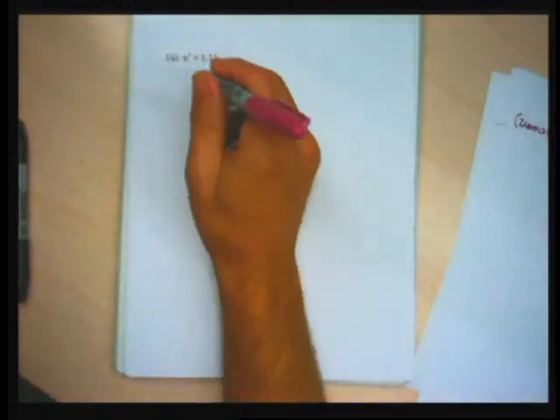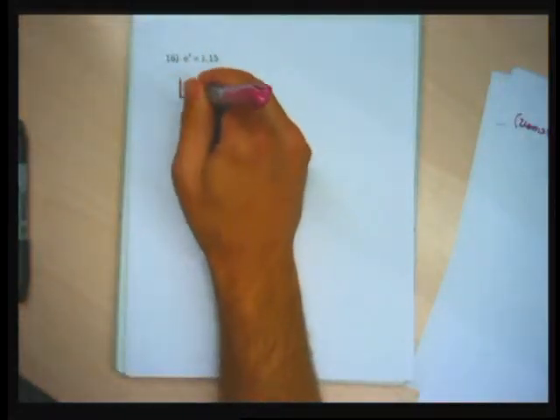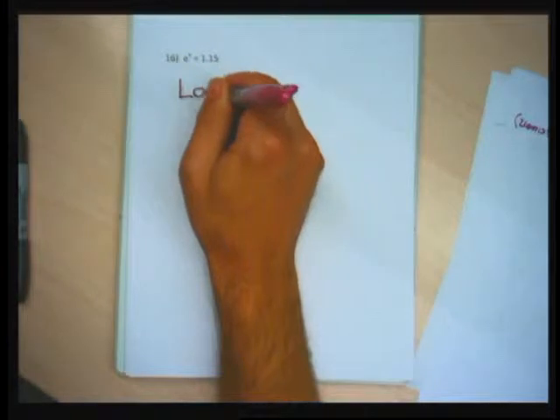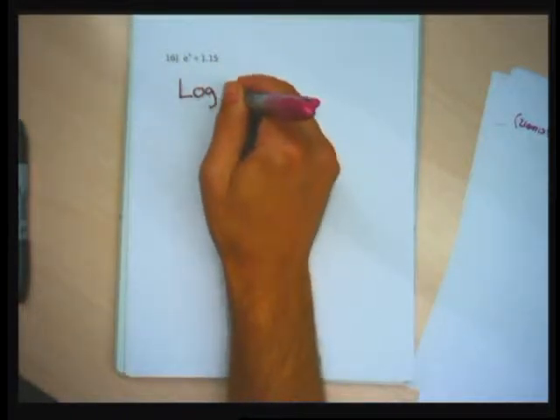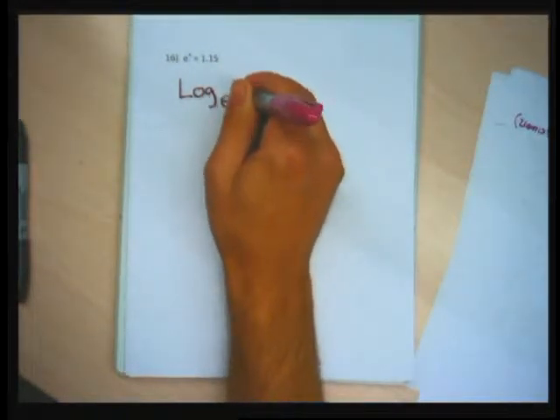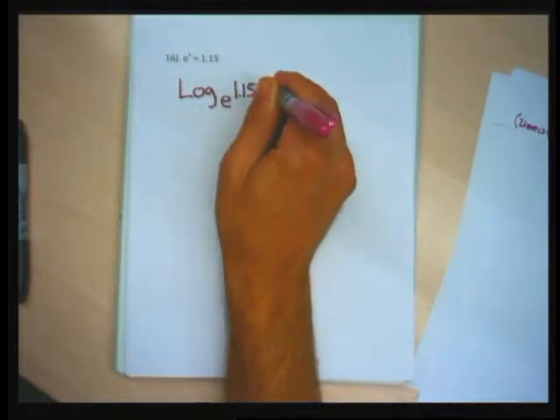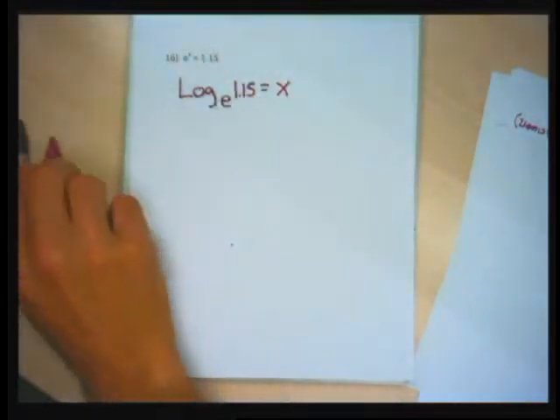16, if I'm clever, I'll solve the problem on my calculator cleverly. But 16 I can do exactly the same way. I'm going to write the word log. The e is going to be the base. I'm going to switch the 1.15 and the x. And now I'm going to pull out my calculator.